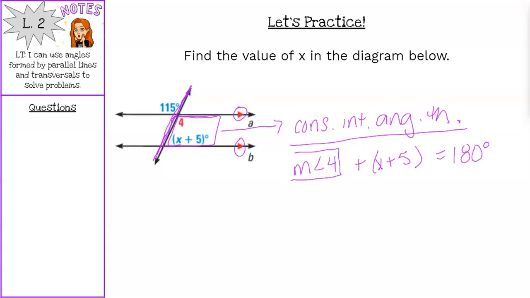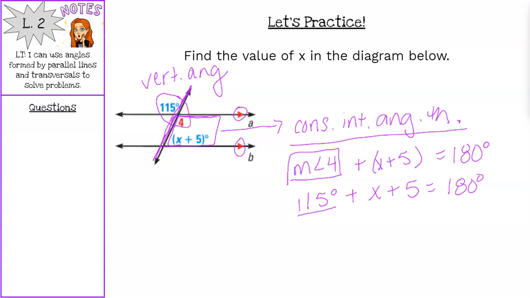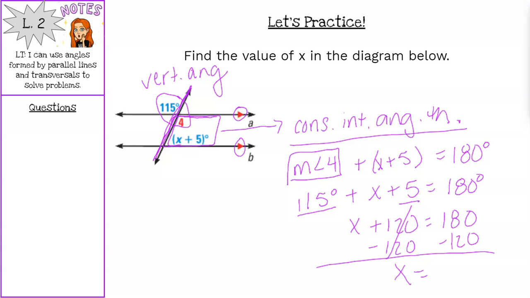Well, the measure of angle 4 is going to be the same as that angle of 115 degrees because they are vertical angles. So I can replace the measure of angle 4 with 115 degrees plus x plus 5 equals 180 degrees. 115 plus 5 is 120, so x plus 120 equals 180. And I can subtract 120 on both sides by the subtraction property of equality, and x equals 60 degrees.